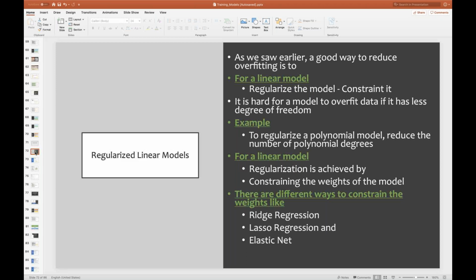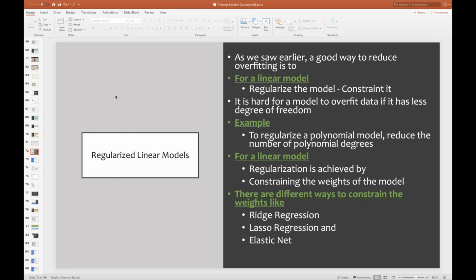Now, as we saw earlier, a good way to reduce overfitting is, in a linear model, to constrain the complex model. It is hard for a model to overfit the data if it has fewer degrees of freedom. That's the first example in a linear model. For example, to regularize a polynomial model, reduce the number of polynomial degrees.